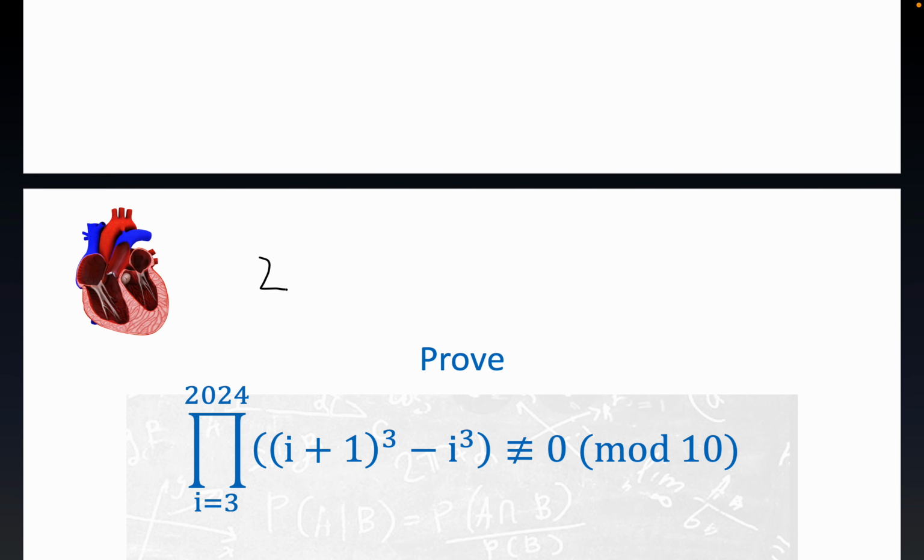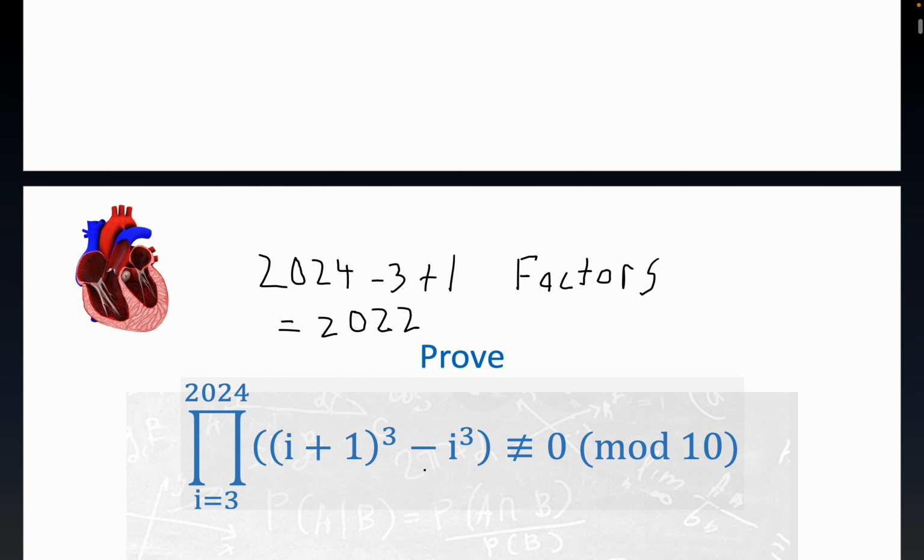Today we want to prove that this huge product of factors is not a multiple of 10. I'm just going to quickly point out that there are 2024 minus 3 plus 1 factors, where by factors I just mean the object i+1 cubed. So that's equal to what, 2022? Yep, can handle that arithmetic.